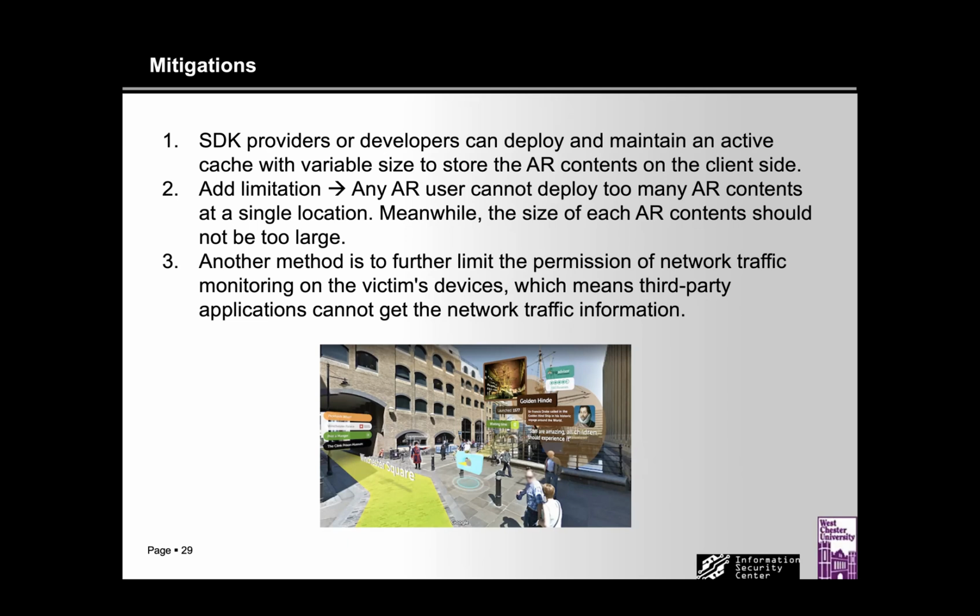The third method is to further limit the permission of network traffic monitoring on the victim's device. Because at the current stage, we all thought that network traffic is okay to monitor because it does not contain any sensitive information. But in this research, we showed that this network traffic could potentially leak the user's location, which means third-party applications should not get the network traffic information. That will make this attack even harder, right?